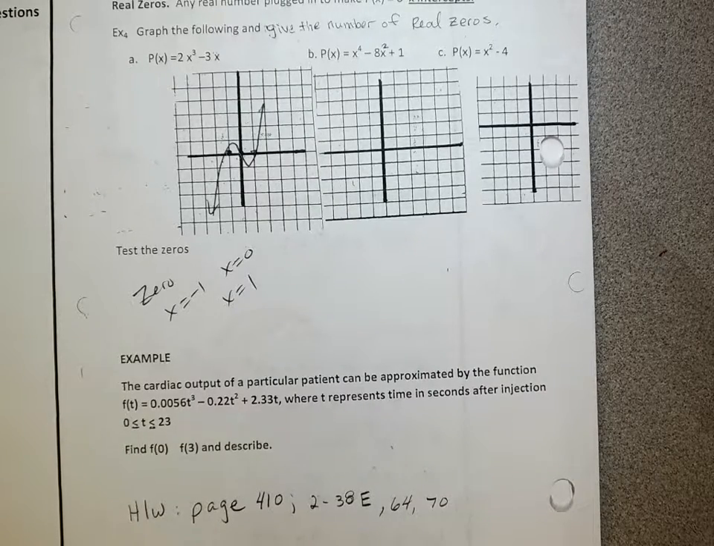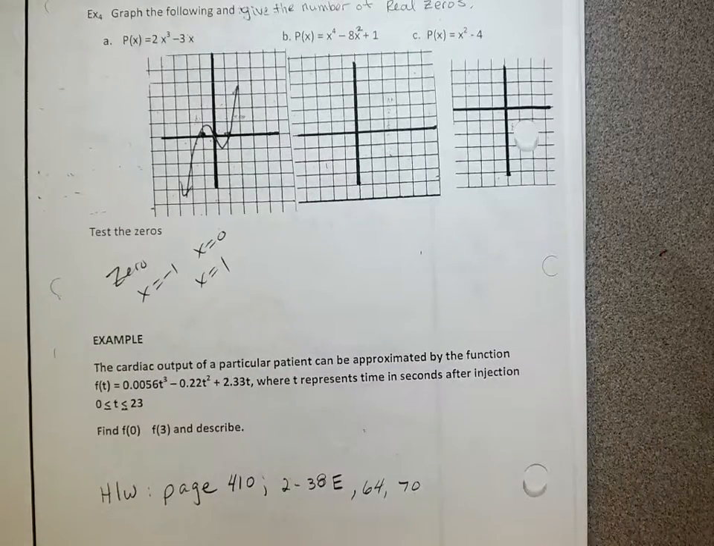And again, we're going to get the zeros exactly, but for right now, we're just going to guess them. I'm going to show you how to get them exactly, okay? Okay, B, what do you think B is going to look like? Got an idea?